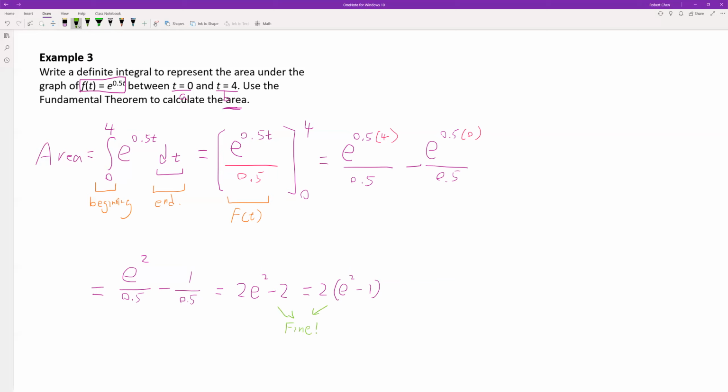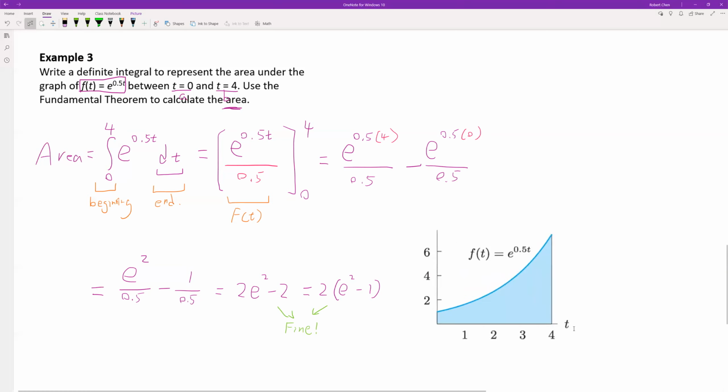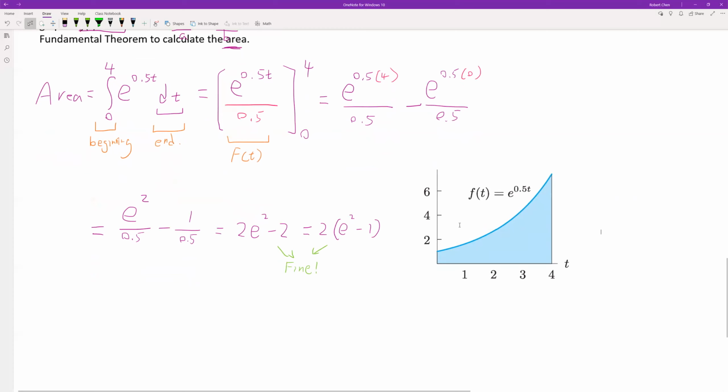And let's look at a picture that represents what we have found. Right? So here we have the graph of e to the power of 0.5t, and we are looking for the area under the curve between 0 and 4. So essentially what we have found here, 2 times e squared minus 1, is the light blue area that's under the curve, where t is between 0 and 4. Okay? And the shaded area is what we have found.